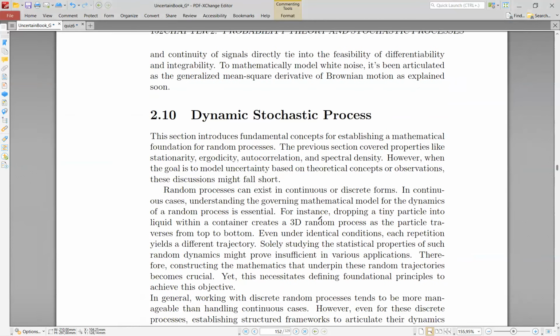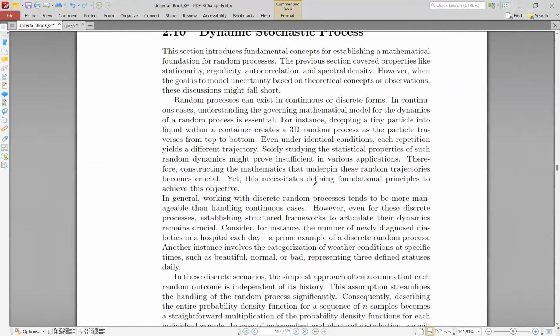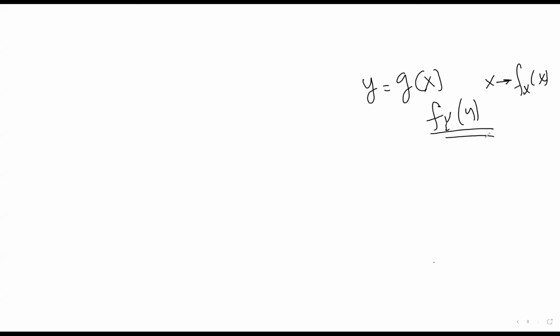Dynamic stochastic process. Okay. Now, when we talk about this random process, let me go again to the whiteboard. We saw that if we have a function like y equal to any function of x, and we know the distribution of x, this is a random variable. So x has distribution fx of x, and then we need to know what is fy of y. This we have shown before in the first part of this course.